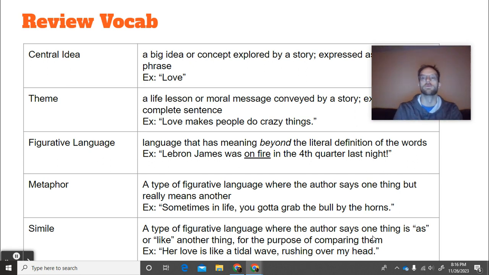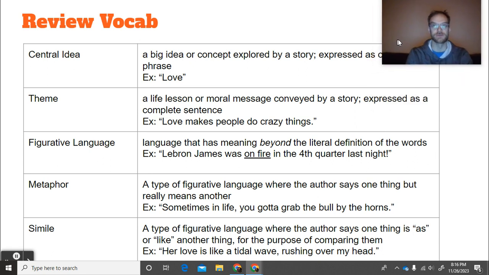And so that's all review. You've seen that all before. There's posters in the classroom that have these terms on it. They're here in this PowerPoint. They're on your note sheet. Y'all should be good with these.